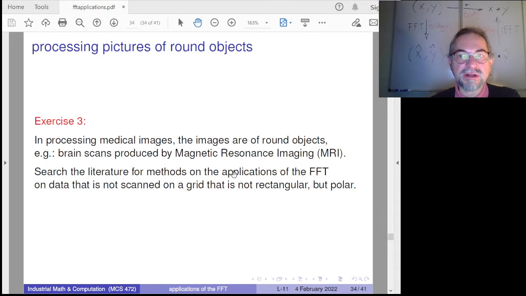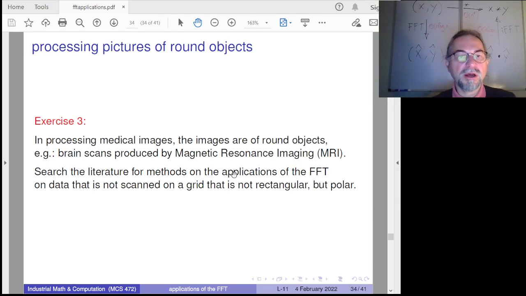What this exercise asks you is to look into the literature, and most likely you may find it in signal processing literature, where there is some attention for medical images. So you can think of a brain scan. Most of our heads are round, so brains are kind of round, and it makes sense to scan, and the way this might actually be done might be by a scan which is not rectangular, but which is more polar-like.